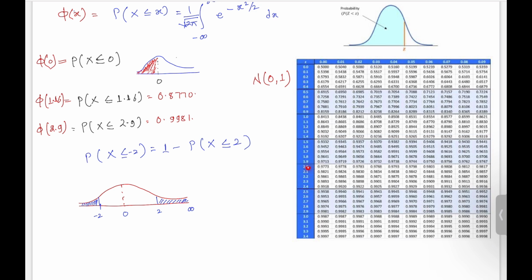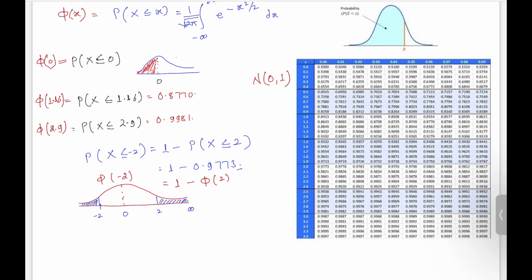So 2 is here, so it is 0.9773, so this probability will be 1 minus 0.9773, right? And the same thing you can write in terms of the CDF notation as well. So this will be nothing but 1 minus the CDF value at 2, and this will be the CDF value at -2. That will be equal to 1 minus the CDF value at 2.